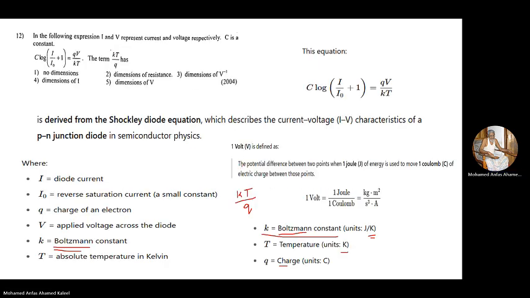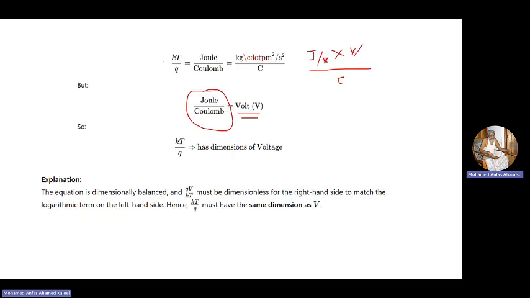Why? What is a volt? The potential difference between 2 points when 1 joule of energy is used to move 1 coulomb of electric charge between those points is 1 volt. So 1 volt is equal to 1 joule over 1 coulomb. The term kT over q's dimension, which we derived as joule per coulomb, is the dimension of volt.